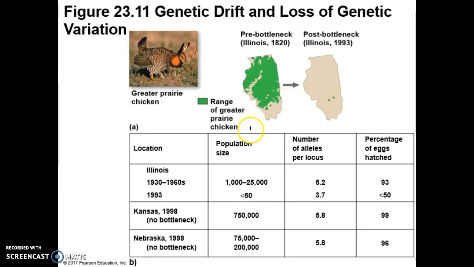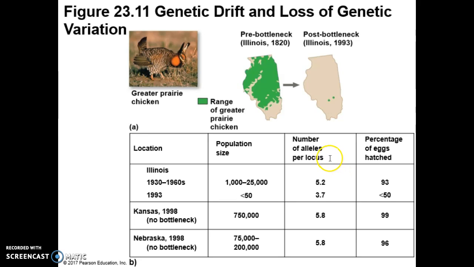So here we're seeing greater prairie chickens in Illinois pre-bottleneck. We're seeing Kansas, no bottleneck, and Nebraska, no bottleneck. Population size was between 1,000 and 25,000, depending on which of these 30 years we're talking about. But in 93, we were down to fewer than 50, or less than 50, whichever the correct way to say that is.